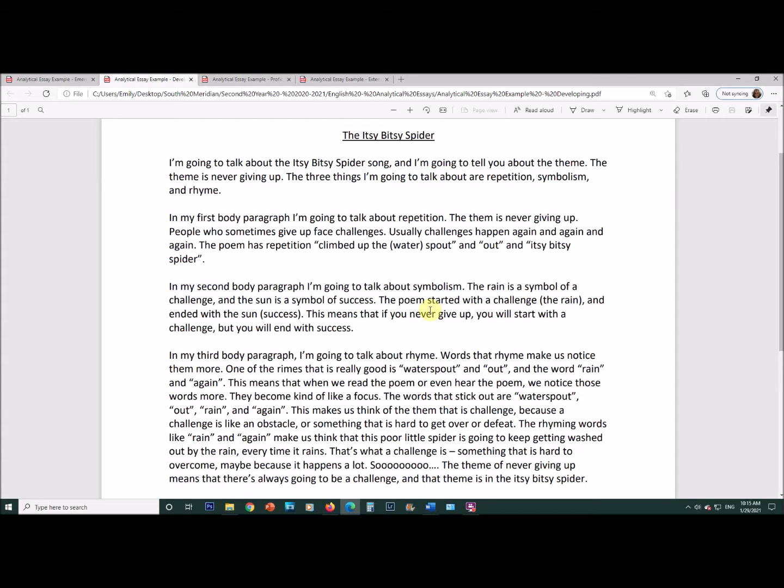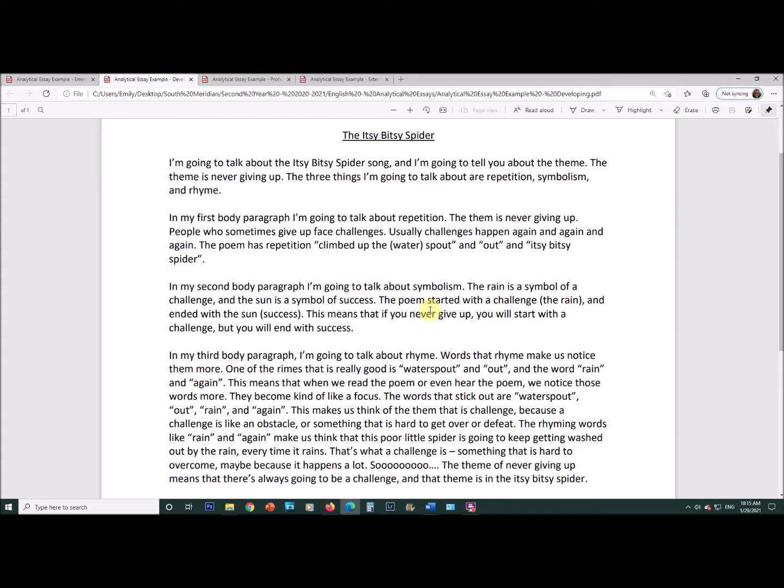In my first body paragraph, I'm going to talk about repetition. The theme is never giving up. People who sometimes give up face challenges. Usually challenges happen again and again and again. The poem has repetition: climbed up the water spout, and out came the itsy bitsy spider.